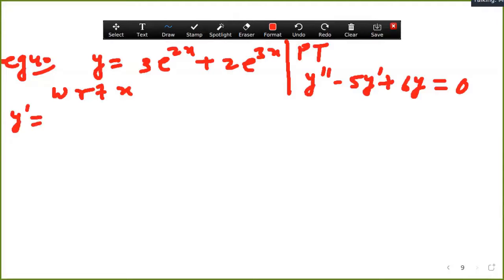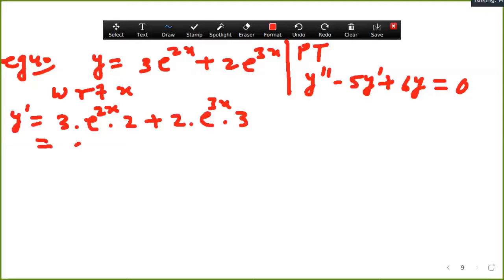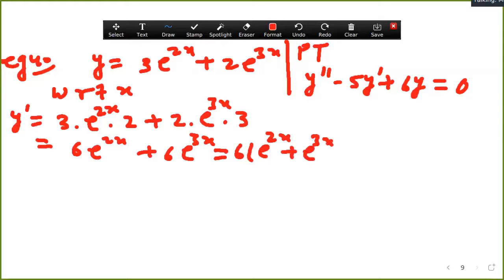y dash is equal to 3 as it is. The derivative of e to the power t is e to the power t into the derivative of 2x, that is 2, plus 2 as it is, e to the power 3x as it is, the derivative of 3x is 3. Now you are getting 6 e to the power 2x plus 6 e to the power 3x. Okay. Now we can take 6 common from here. If you take 6 common, you will get e to the power 2x plus e to the power 3x. Now what is the second derivative?